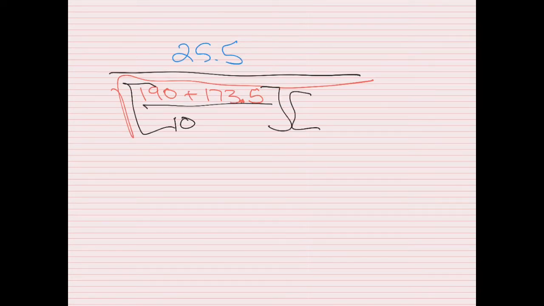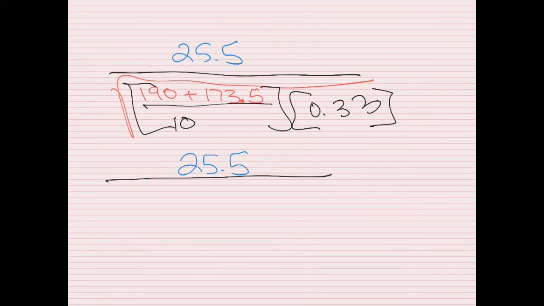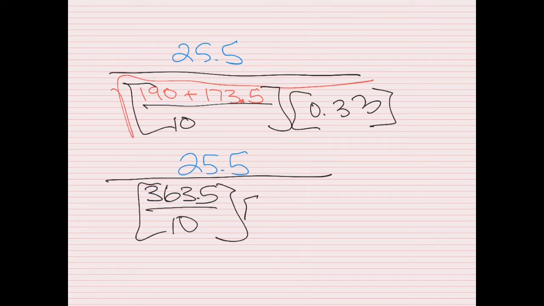And then 12 divided by 36 is 0.33. So we continue to solve this. 25.5 over 363.5 over 10 times 0.33.